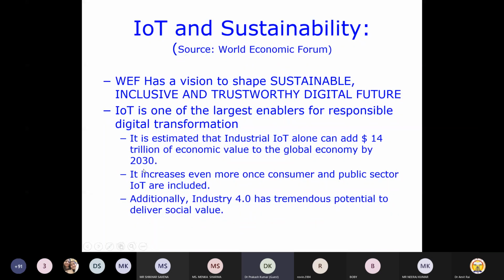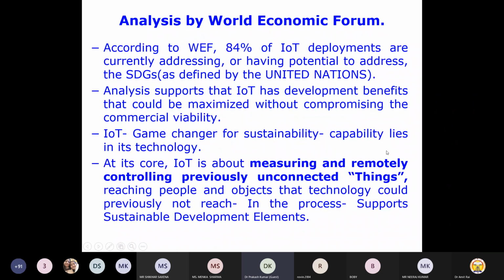This is the prediction up to 2030, and it increases even more. And if you include the Industry 4.0 trend, this will go to a much higher level. That is what the future trend is going to be.